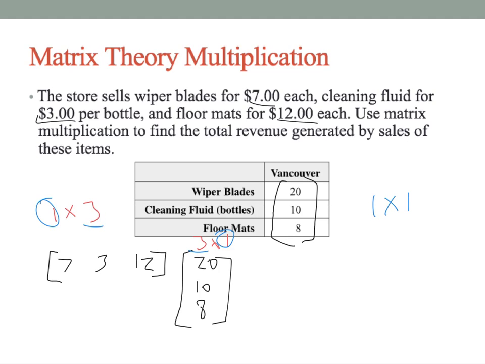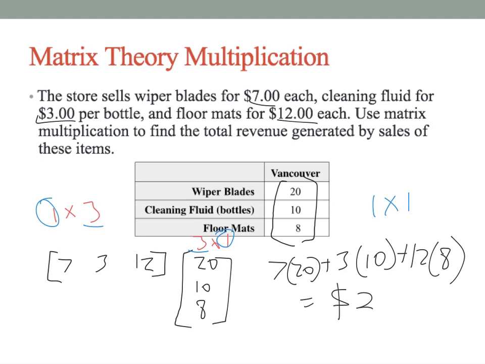So we're just going to get one answer, the total cost we're looking for. So we're going to have 7 times 20 plus 3 times 10 plus 12 times 8. And that's going to come out to be $266.